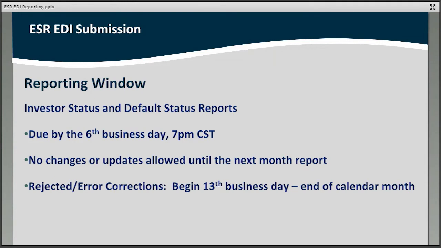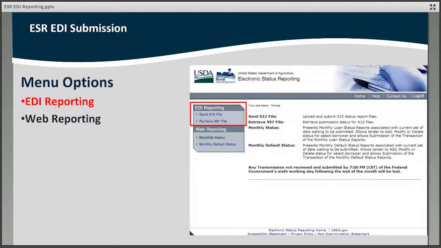All monthly investor status and default status reports are due by the 6th government business day at 7 p.m. Central Standard Time. No changes or updates to any loan or default status will be allowed until the next monthly reporting cycle. Rejected loan statuses and/or identified errors may be corrected beginning the 13th government business day of the month until the end of the calendar month.